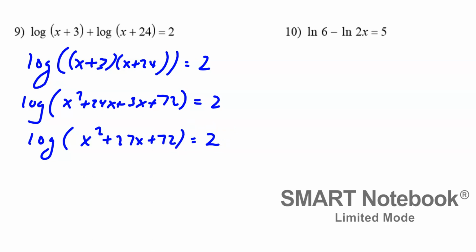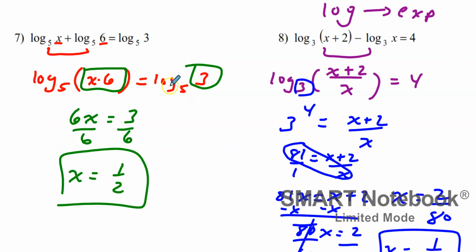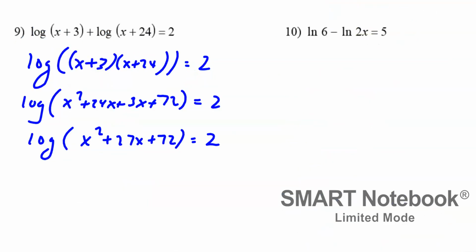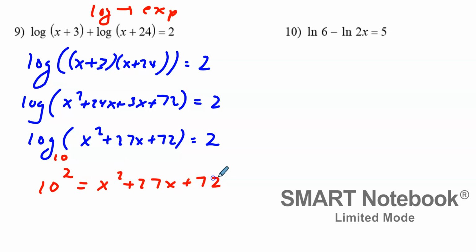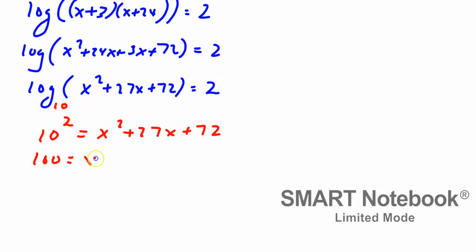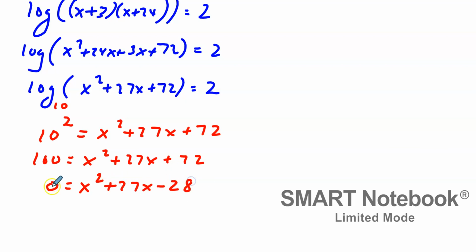So, again, unlike number 7, where we had a log equaling a log, we could say the arguments are equal. I would say this is more similar to number 8, that we have log equaling an exponent. So we can change this from a log equation to an exponential equation. So that would be base 10 raised to the exponent of 2 equals x squared plus 27x plus 72. So that would be 100 equals x squared plus 27x plus 72. Or if we would like to factor this, or try to, we move the 100 over to the other side. We would get x squared plus 27x minus 28 equals 0.